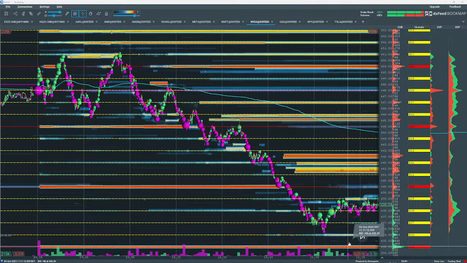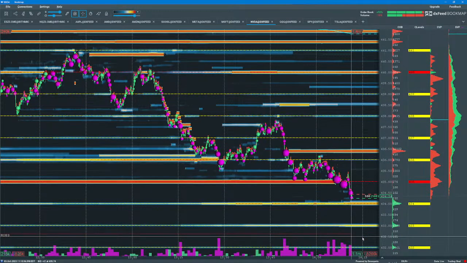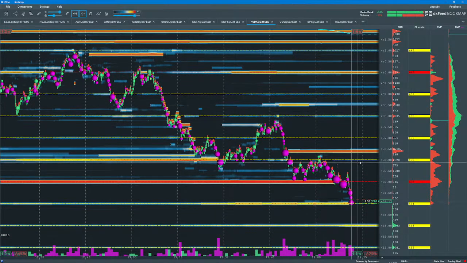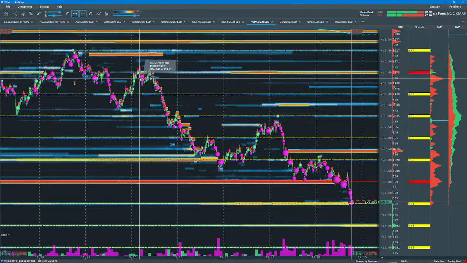All right, so that's NVIDIA. Great short setup at a level that you anticipate should act as resistance, the 450 call wall. And it did its job, and now NVIDIA is trading down below 435.